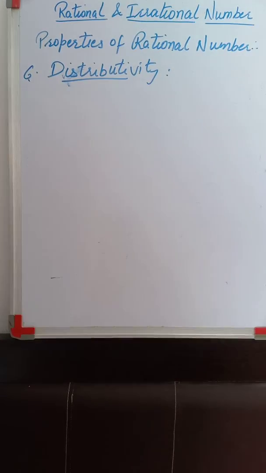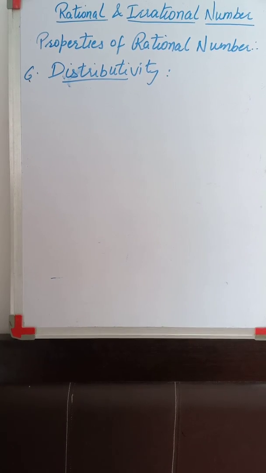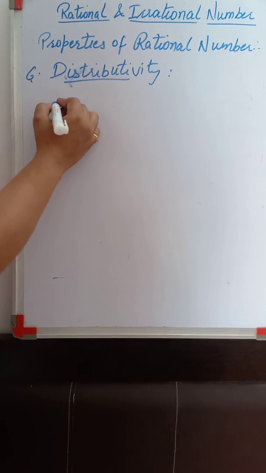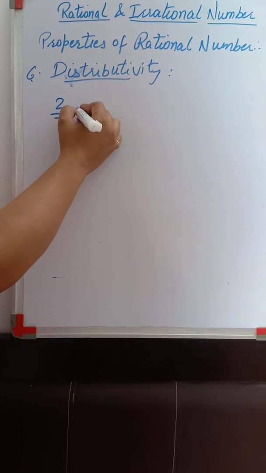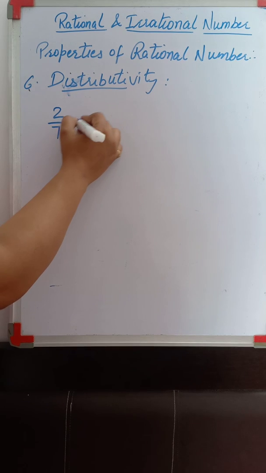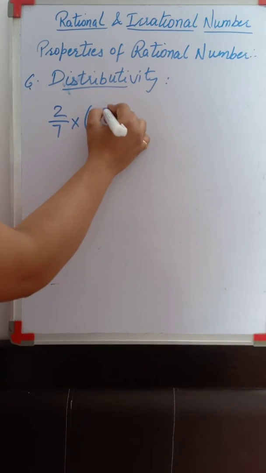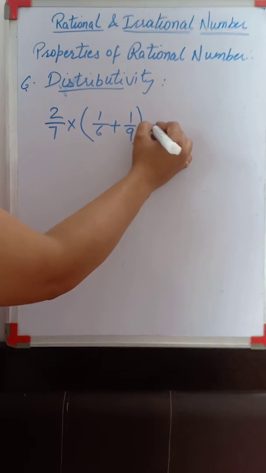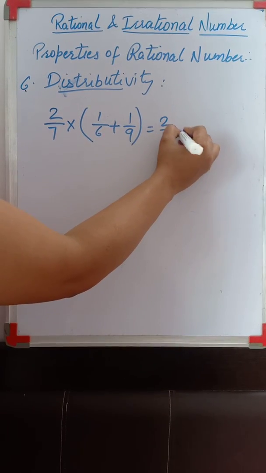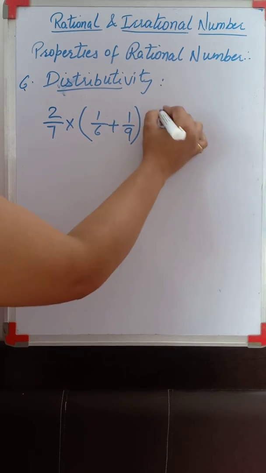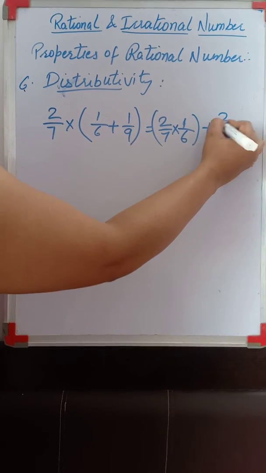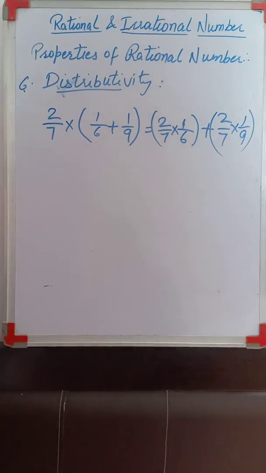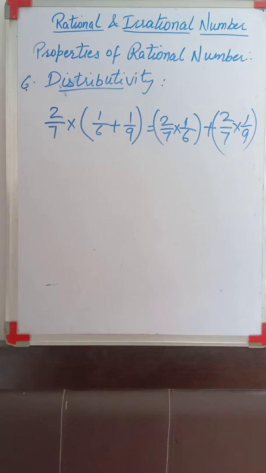Our next property of the rational number is what? Distributivity. The property of distributivity holds in the set of rational numbers. For example, with the example I am showing you, 2 by 7 multiplied by 1 upon 6 plus 1 upon 9, right? It will be equal to 2 upon 7 into 1 upon 6 plus 2 upon 7 into 1 upon 9, right? This property is called distributive.